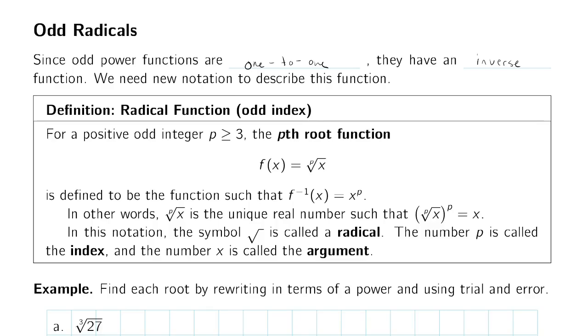Well, the answer is that we need a new notation to describe that inverse. To describe the inverse of a power function, we use what's called a radical. So for a positive odd integer p greater than or equal to 3, so we're not going to do this for power 1, we define the pth root. We'll define this first as a function. F of x is the pth root of x. That's defined to be the function that is the inverse of x to the p.